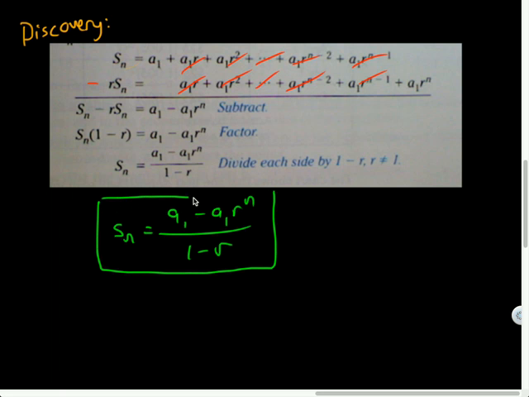And that will be the sum of a finite sequence, geometric sequence. What about infinite? We'll be doing that in the next section. We'll be finding the sum of an infinite sequence. So crazy. Sounds confusing. I love it, though. I love it.